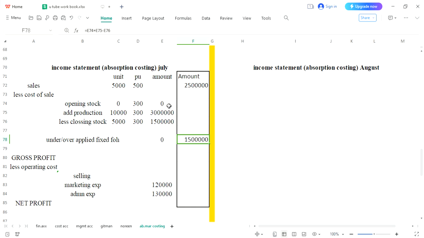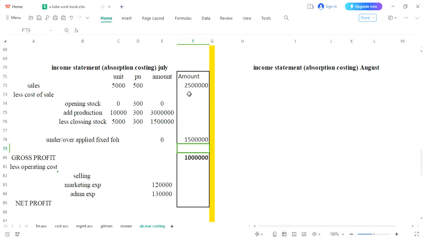Please understand, opening stock, then add production cost, then subtract closing stock, and finally we have got the amount, which is 15 lakh. So in the third column there will only be two amounts: how much we have received from sales and how much cost of sales. In this way we can calculate our gross profit. We calculate it by subtracting our cost from sales. So sales was 25 lakh and your total cost was 15 lakh. So we have got our gross profit.